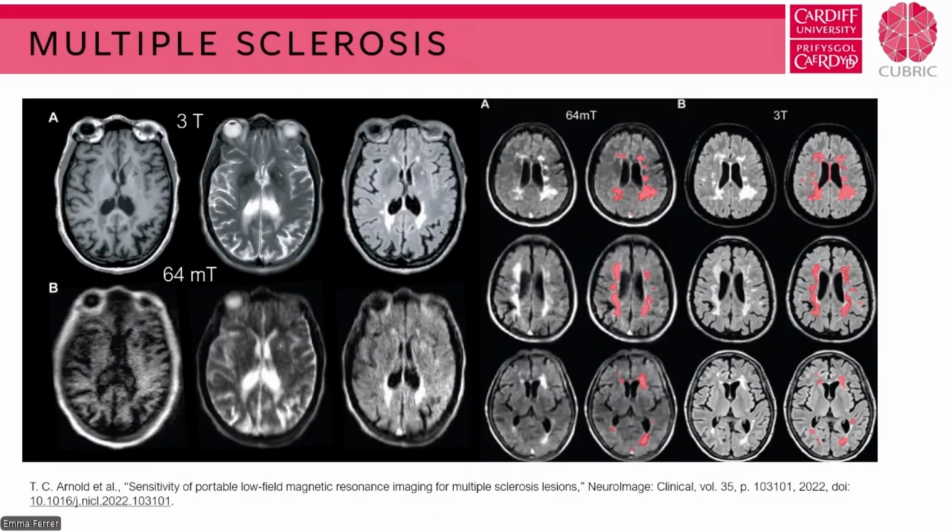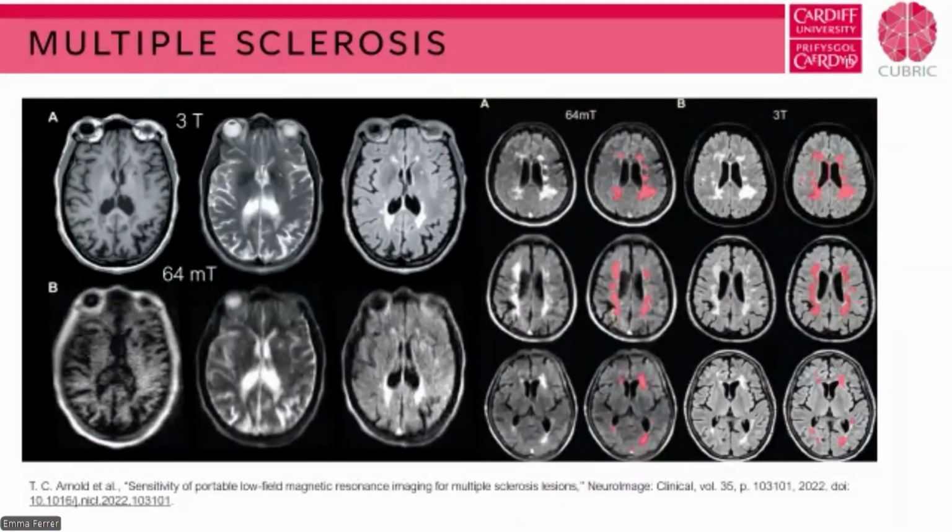And just another example of clinical applications. This is in multiple sclerosis, where essentially, the key here is having enough resolution to be able to detect lesions for diagnostic purposes. And in this paper, the authors showed that in general, the performance at 64 millitesla was comparable to that at 3T, with the exception of very small lesions that were beyond the resolution obtainable at this field strength.